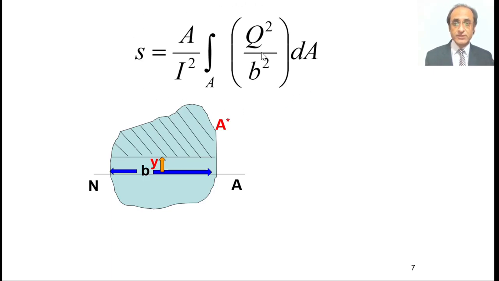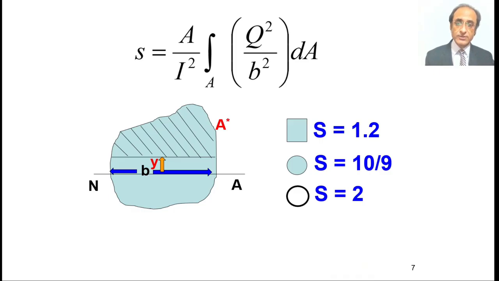So it is given by this expression. Here the squares of the terms Q and B come. So essentially, at a given arbitrary section in terms of the variable y, we have to find the expression for Q, and then we have to integrate Q by B whole square across the entire depth of the cross section. So that gives us the shear correction factor.